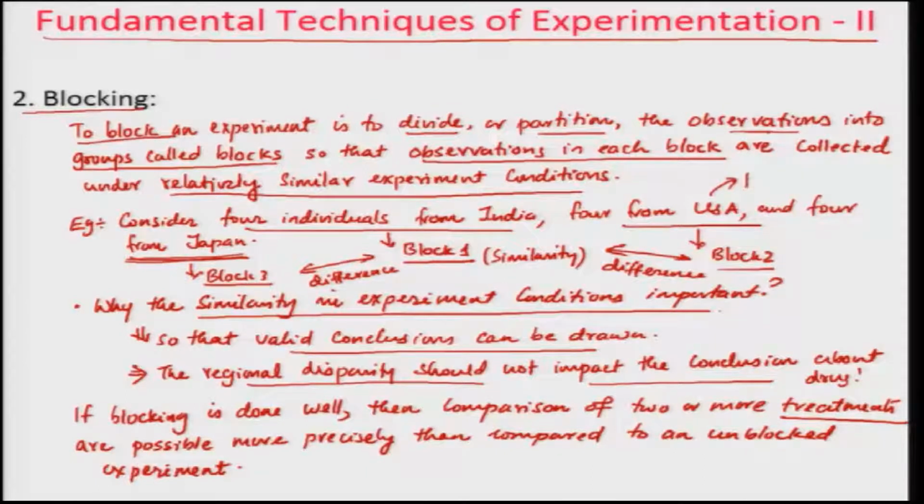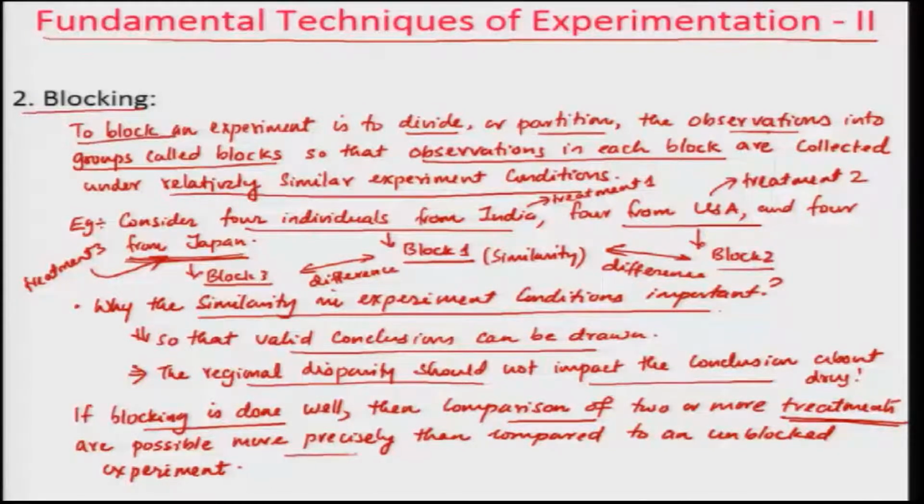So this is your treatment. Let's say this is treatment 2, India is your treatment 1, and Japan is treatment 3. What we are doing is, each individual block results in a treatment. So if we do the blocking properly, in this case on the country as one reason, then we can compare these multiple blocks, or these treatments. Treatment is a technical term used in experiments, so that we can draw more precise comparisons compared to an unblocked experiment.